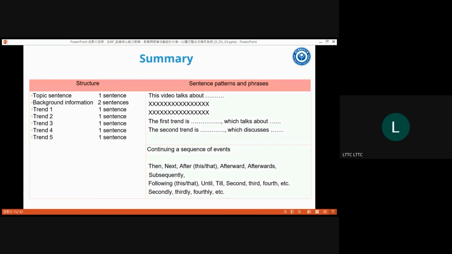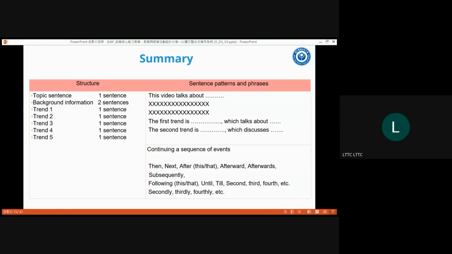And also they have to summarize the 5 trends. So trend 1, one sentence, trend 2, another sentence. Okay, so for this paragraph, there will be 8 sentences. And I will tell them how to write, for example, the sentence patterns and phrases. I will tell them, this video talks about something, blah, blah, blah. Okay, this is the first sentence. And then some background information. And also they have to tell us the first trend is something, blah, blah, blah, which talks about something. Or the second trend is which discusses something.